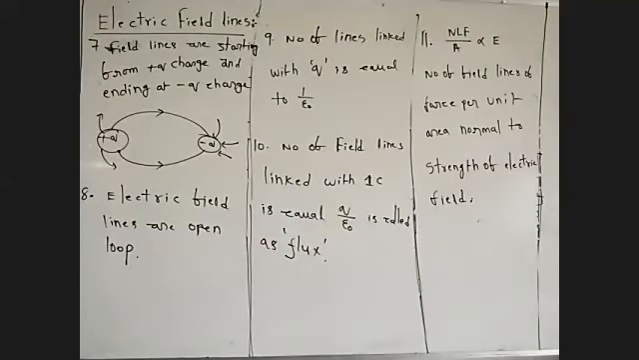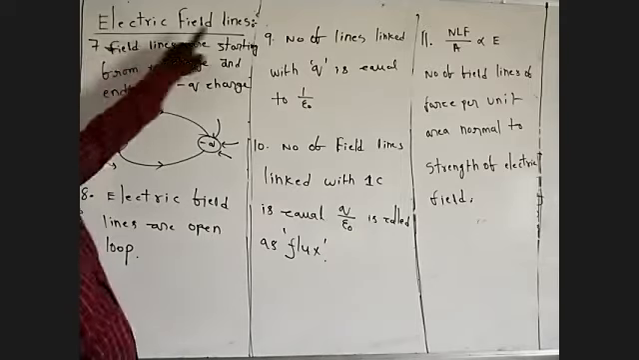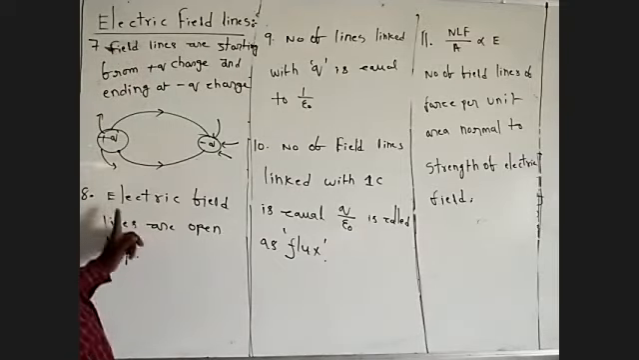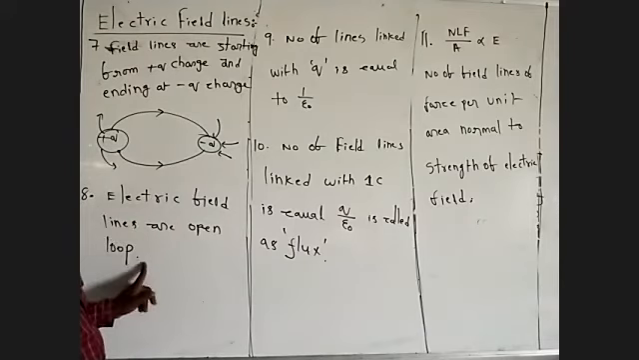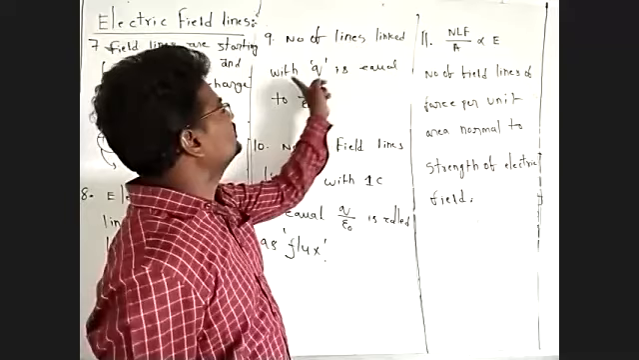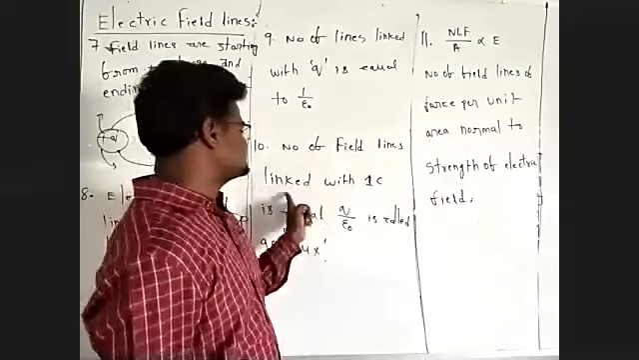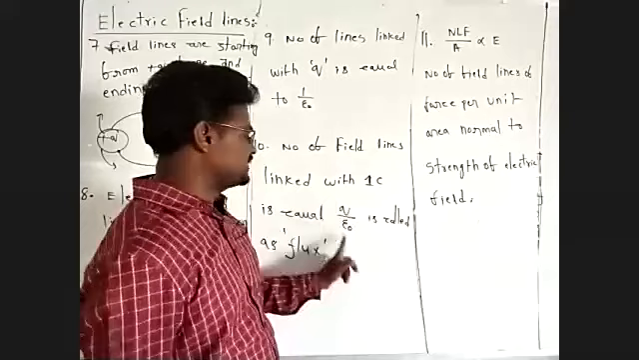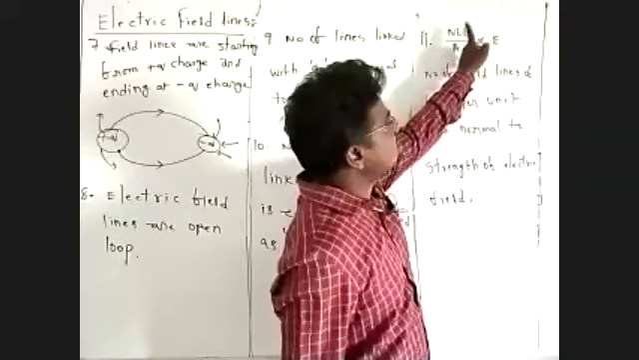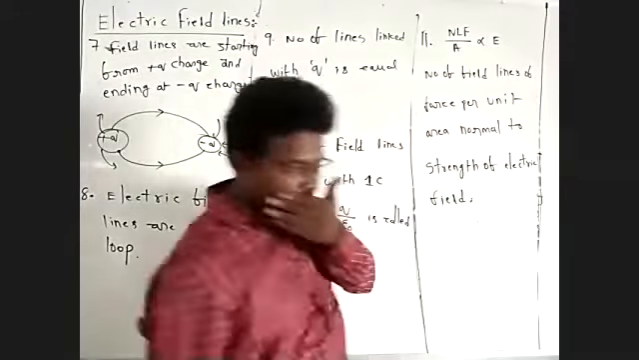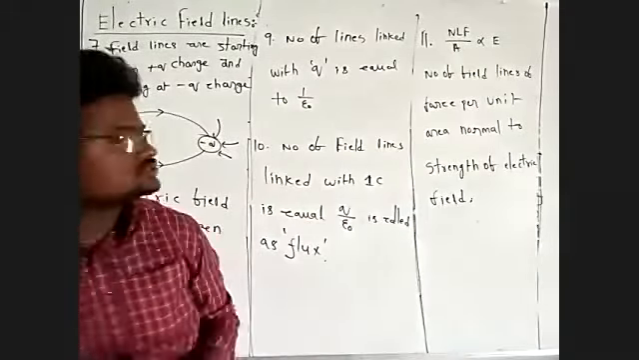Field lines start from positive charge and end at negative charge. Field lines are open loops. The number of field lines linked with the charge Q is equal to Q by epsilon, and the number of field lines linked with 1 C is equal to 1 by epsilon, which is called flux.